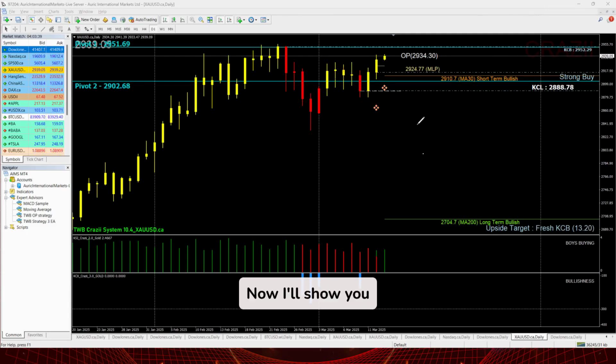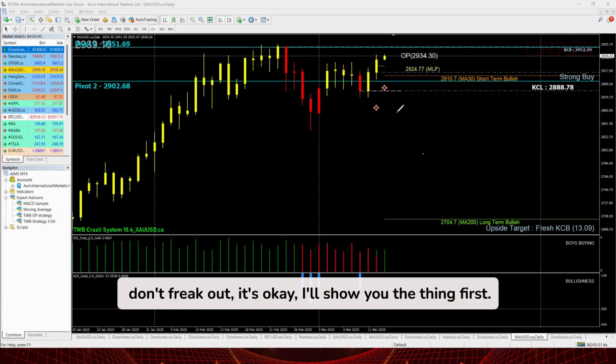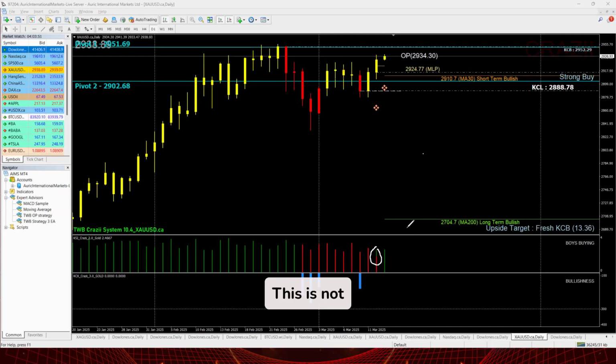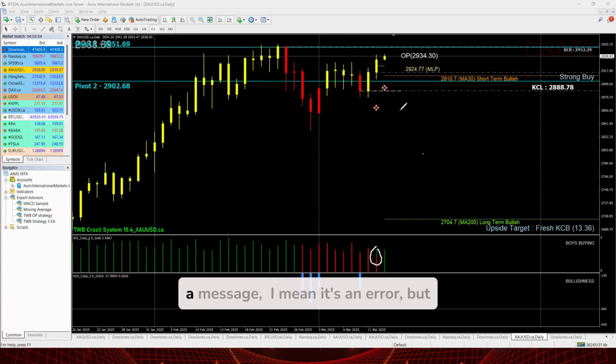Now, I'll show you this chart because there's something that is an error. Don't freak out. It's okay. I'll show you first. Why is there an error? You notice that here there's a hybrid, right? Can you see the green, and KSI has red and green. This is not a message that something is happening. I mean, it's an error, but it's not a message that something is happening.